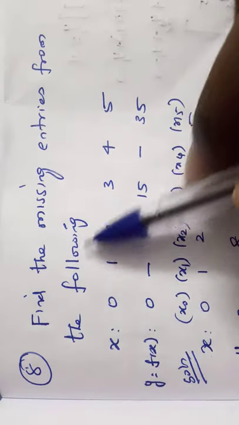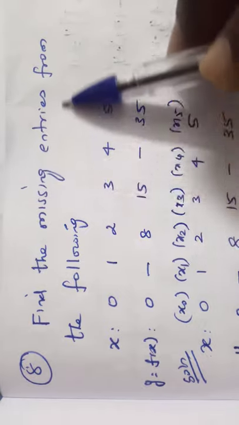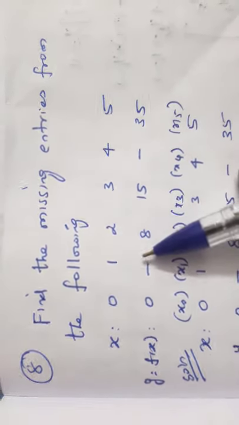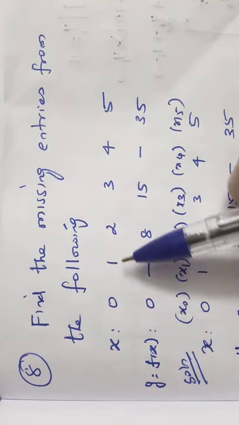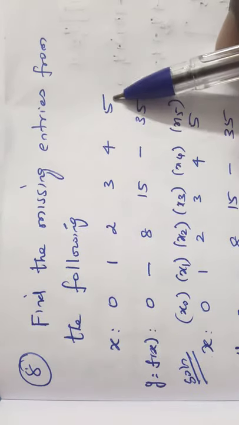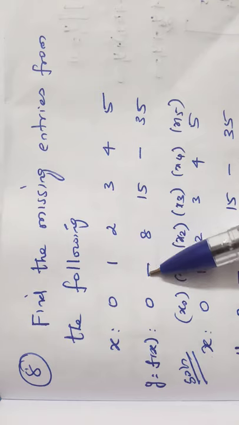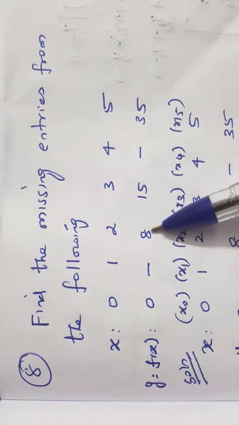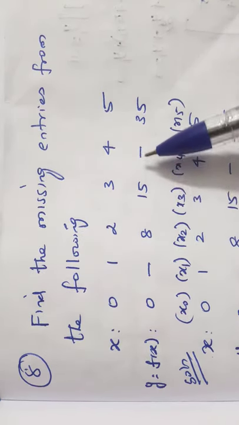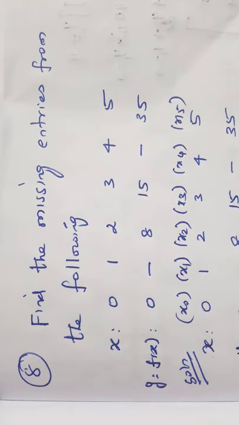Exercise 5.1, question number 8. Find the missing entries from the following. X entries are 0, 1, 2, 3, 4, 5. Y entries are 0, blank space, 8, 15, again blank space, 35.